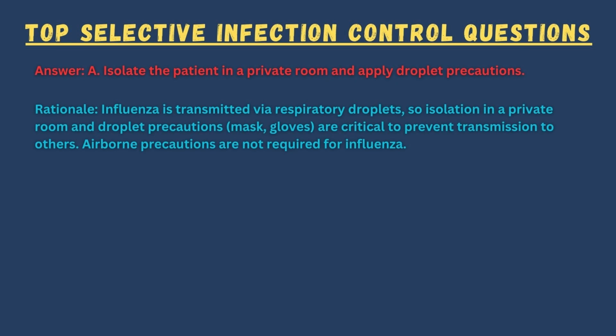Answer: A. Isolate the patient in a private room and apply droplet precautions. Rationale: influenza is transmitted via respiratory droplets, so isolation in a private room and droplet precautions, mask, gloves, are critical to prevent transmission to others. Airborne precautions are not required for influenza.